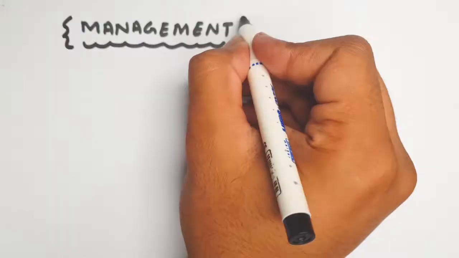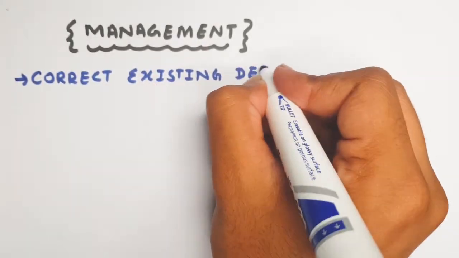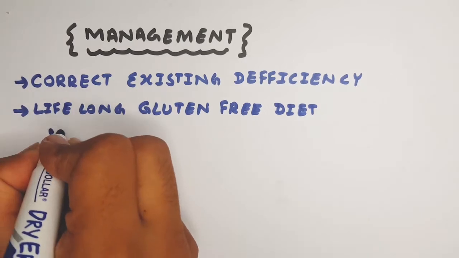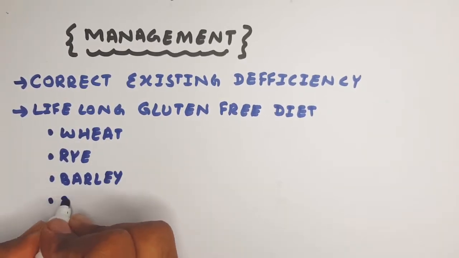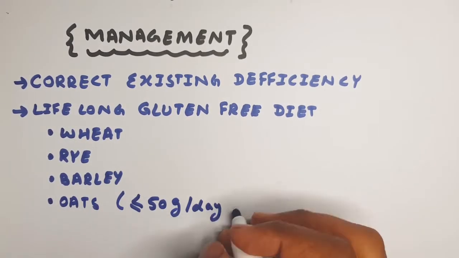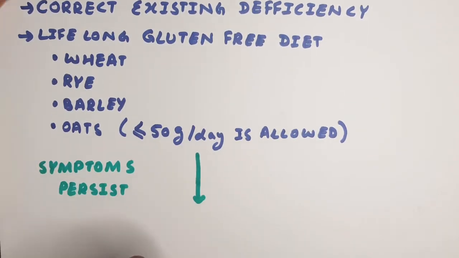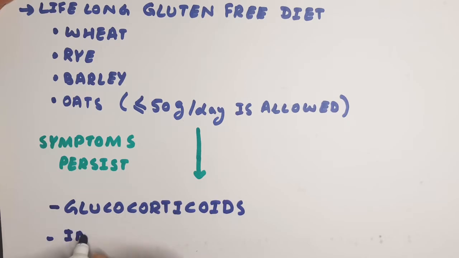When managing such a patient, the first priority is to correct the existing deficiencies of the nutrients. Then there's the lifelong gluten-free diet, which involves abstinence from wheat, rye, barley, and oats initially, but then less than 50 grams a day is allowed. If the symptoms still persist, we go for glucocorticoids and immunosuppression.